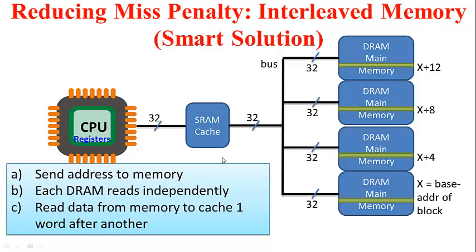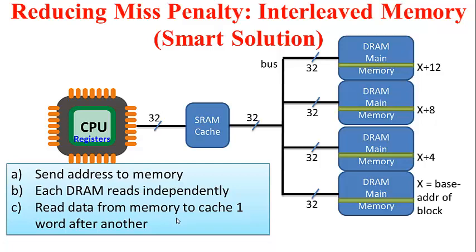So after the first step of sending address from cache controller to the main memory, each of the main memory units can proceed with the read of the corresponding word independently or in parallel. Of course, not each of the 4 main memory units can respond all at the same time because the bus width is only one word. So the actual transfer of the word which is read from each of the main memory blocks to the cache has to be serialized. So that is this third step. We are going to read the data from memory to the cache one word after another.